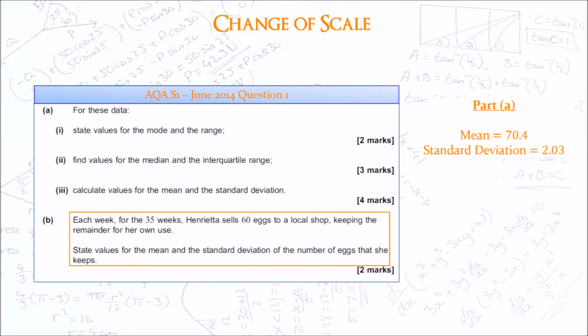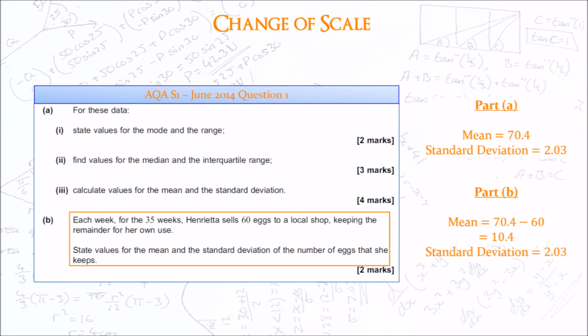So in this one, in June 2014, we've got here, and it says, for each week, for the 35 weeks, Henrietta sells 60 eggs to a local shop, keeping the remainder for her own use. So this means all the values we worked out earlier on, we're going to be subtracting 60 from them. Now in part A, we worked out the mean was 70.4 and the standard deviation was 2.03. Now based on this information in part B, the new mean is going to be subtracting 60, so we're going to get 10.4. Whereas our standard deviation is going to remain exactly the same because we're adding or subtracting.